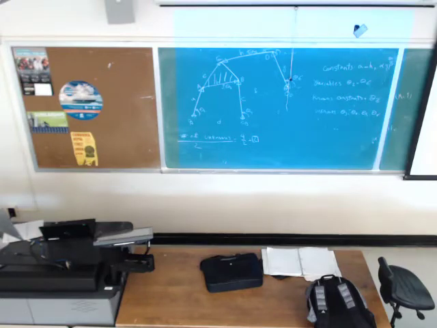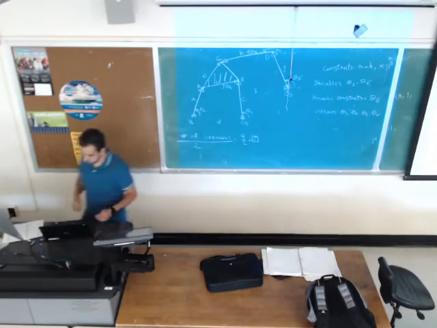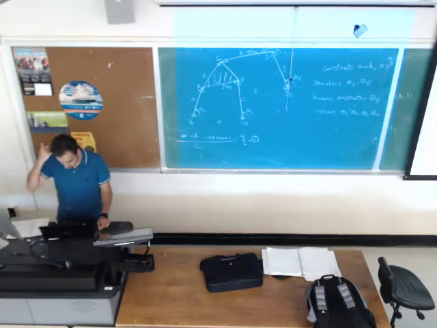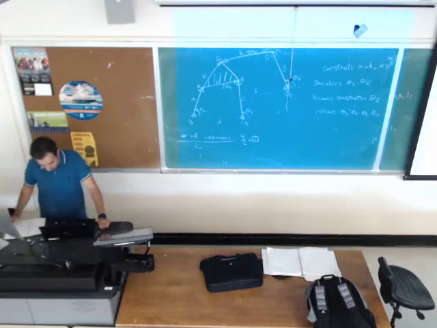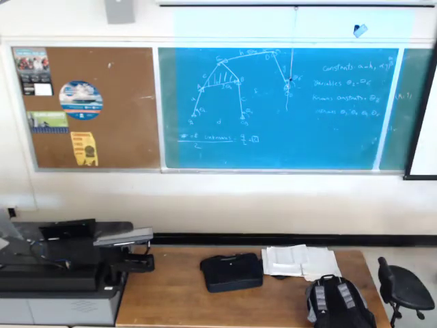Here I just have the loop 1: OA, A, B, OB, OA. Loop 2, which is this one: OA, A, E, B, OD, and OA. And loop 3 is going to be OB, B, B to E, D, OD, and back to OB.